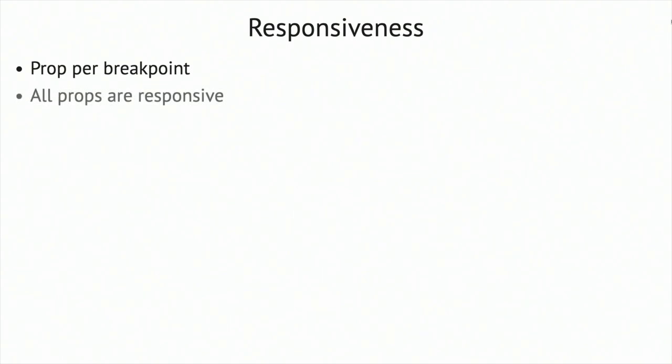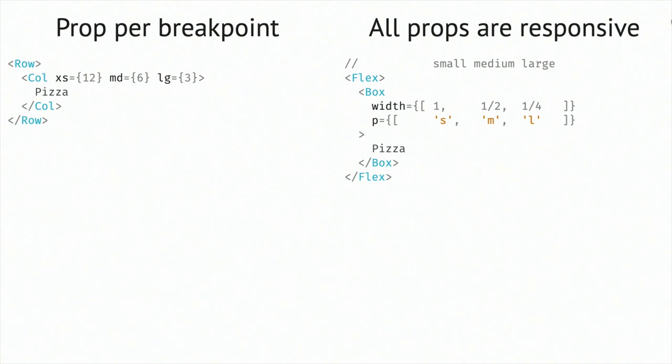Next consideration is responsiveness. Again, I see two popular ways to do this. The first way is to use props for each breakpoint. And the second way is to make all props responsive. The first approach may look like this. We have some column with three values of some property, which is different for small, medium, and large screens. But by looking at this code, it's quite hard to say what this property does. Probably it's width, but I'm not really sure.